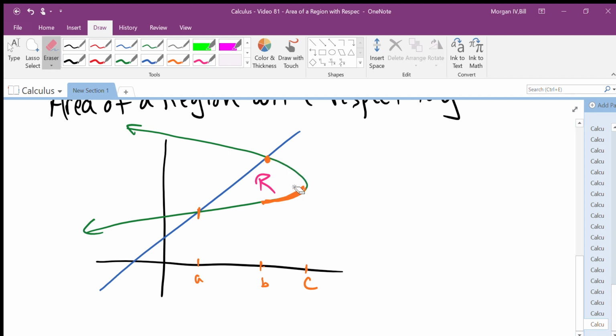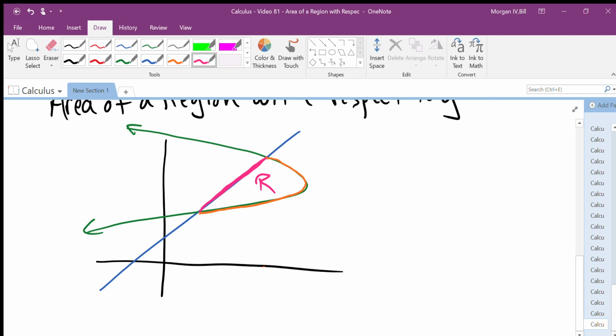Let's see if I can erase this thing without deleting my actual curves. Okay. So instead of trying to force this to be top function minus bottom function, what we could do instead is right function minus left function. Because the right function is this the whole time. That is always to the right, and the left function is always, say, here.